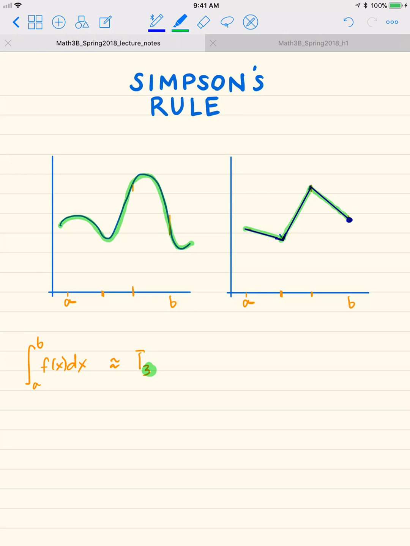Okay? And the idea is that it's easier to find the area under these line segments because that's just going to be the area of a bunch of trapezoids, right? That's super easy to compute because we've got a really easy formula for that. And we've got this second trapezoid here and a third trapezoid here. Right? So Simpson's rule takes this idea and bumps it up.